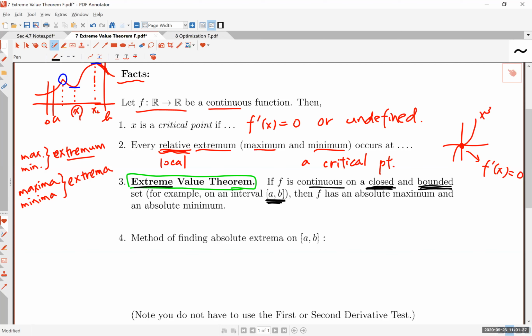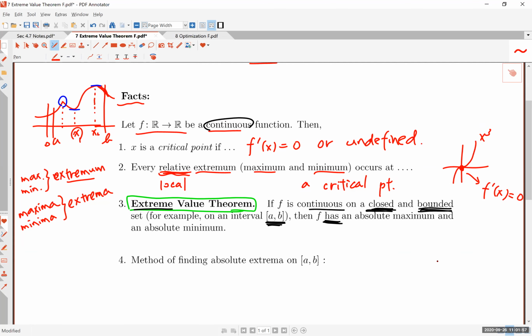Okay, I'm talking about a continuous function. Every continuous function defined on a closed interval, listen carefully, on a closed and bounded interval, is guaranteed to have an absolute maximum and a minimum. Now, this may sound silly. You may think, of course, it has a maximum and minimum.